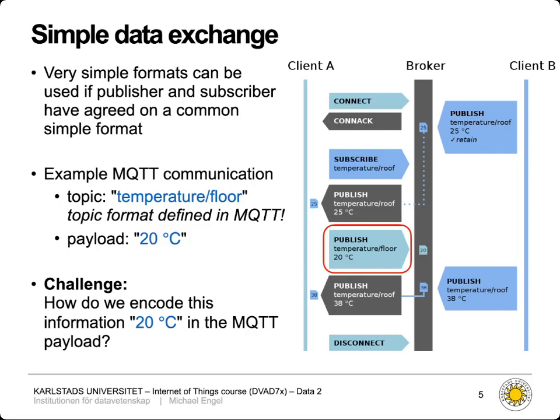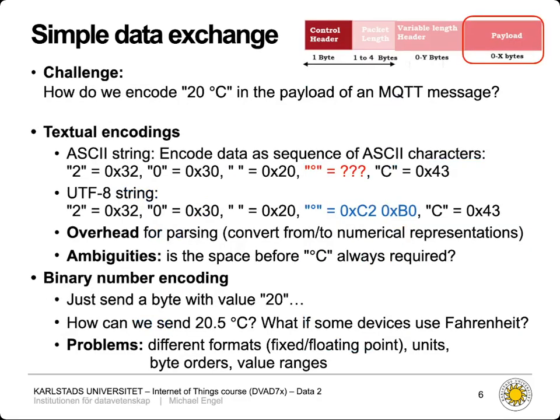Now the question really is, how do we actually encode this information that it's 20 degrees centigrade in the MQTT payload? And as you guessed, we have a number of options for this. So this is our challenge in detail. How do we encode such an arbitrary information like 20 degrees centigrade in the payload of an MQTT message? Well, in general, we can distinguish between two different approaches. One approach is a textual encoding. So we just take these characters of a message we want to send, so 20, space, the degree character and the capital C for centigrade, as characters in an ASCII string.